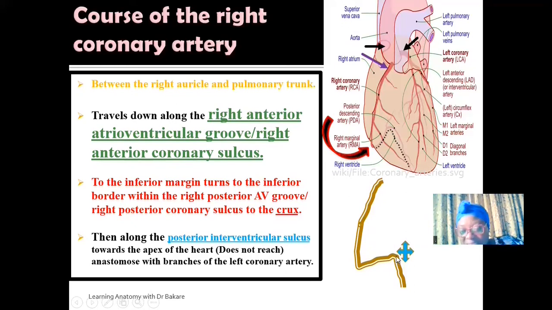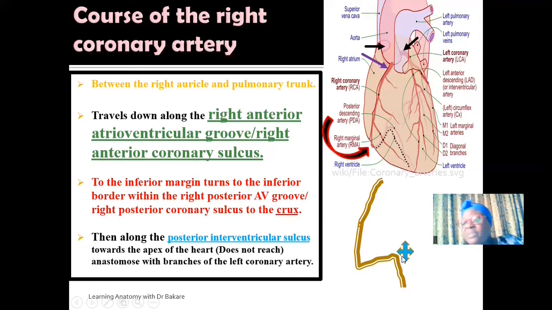Also in this image down here, you see it passing through the posterior interventricular groove or sulcus, which is the groove that is created between the right ventricle and the left ventricle. So this is the pattern by which it runs. When it runs along this course, that's the posterior interventricular groove, it is directed towards the apex of the heart, but does not reach the apex of the heart. And at this point is where it stays. And of course, it waits here for branches from the left coronary artery, which we would get to as we go through this lecture.